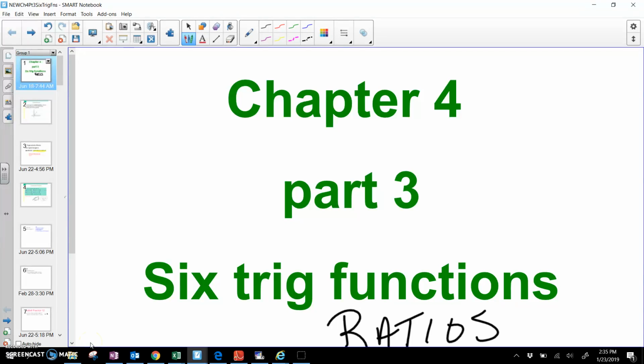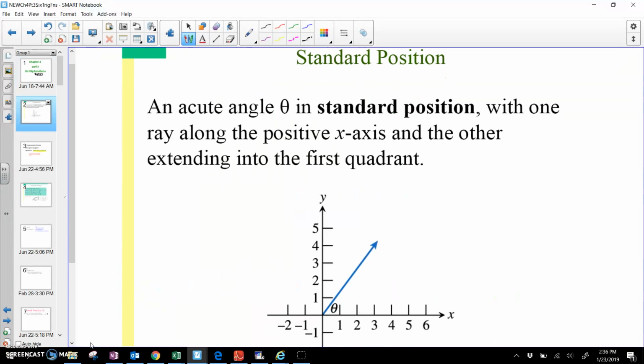So this video moves on to the next part of chapter 4, where we're going to start really diving into the 6 trig functions and their ratios. As a reminder, when something is in standard position, it means that one ray is along the positive x-axis, so it starts here, and then the other extends into the first quadrant. So if it's in standard position, it's in the first quadrant, and it's an acute angle, so less than 90 degrees.